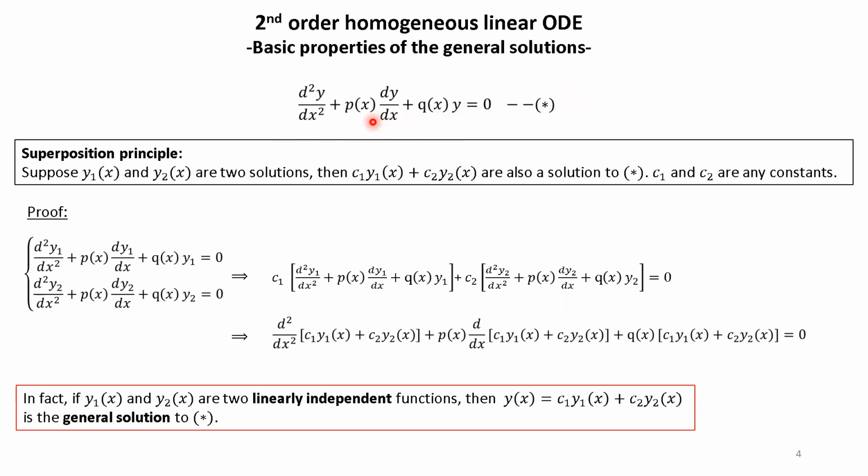So that means I'll explain what linear independence is in a second. Even if you find a third solution, that third solution can be expressed in terms of your first two. So your third solution is just redundant. Once you find two linearly independent functions as solutions, the linear combination of these two linearly independent functions is already the general solution.